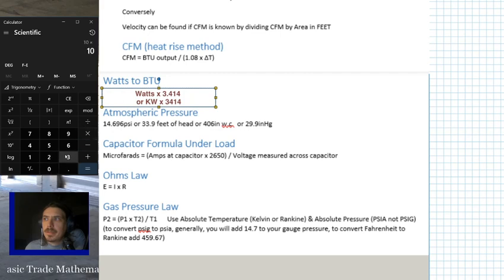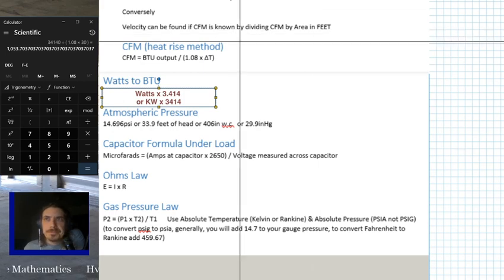Say it's 10 kW, 34,140 divided, not multiplied, by 1.08 times 30-degree delta T, times our delta T. There you go. 1053 again.